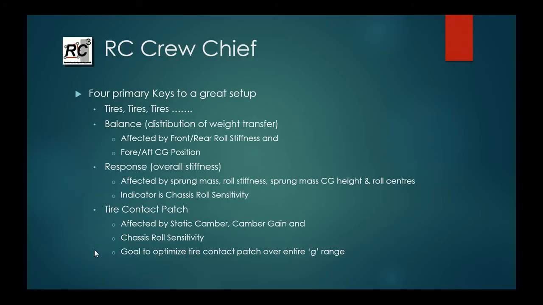So a very stiff chassis will have very little roll, and a very soft chassis will have a lot of roll. So obviously that's going to affect your change in your camber angles. So the goal is, as I mentioned, to try and optimize that over as much of the G range as you possibly can.